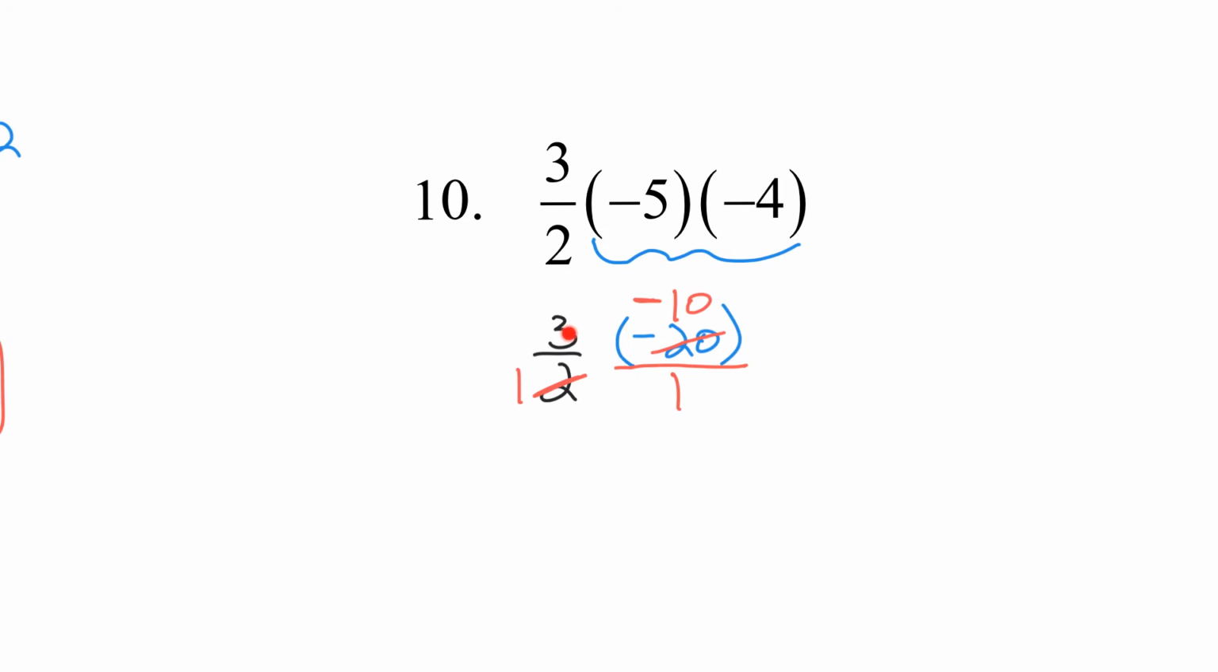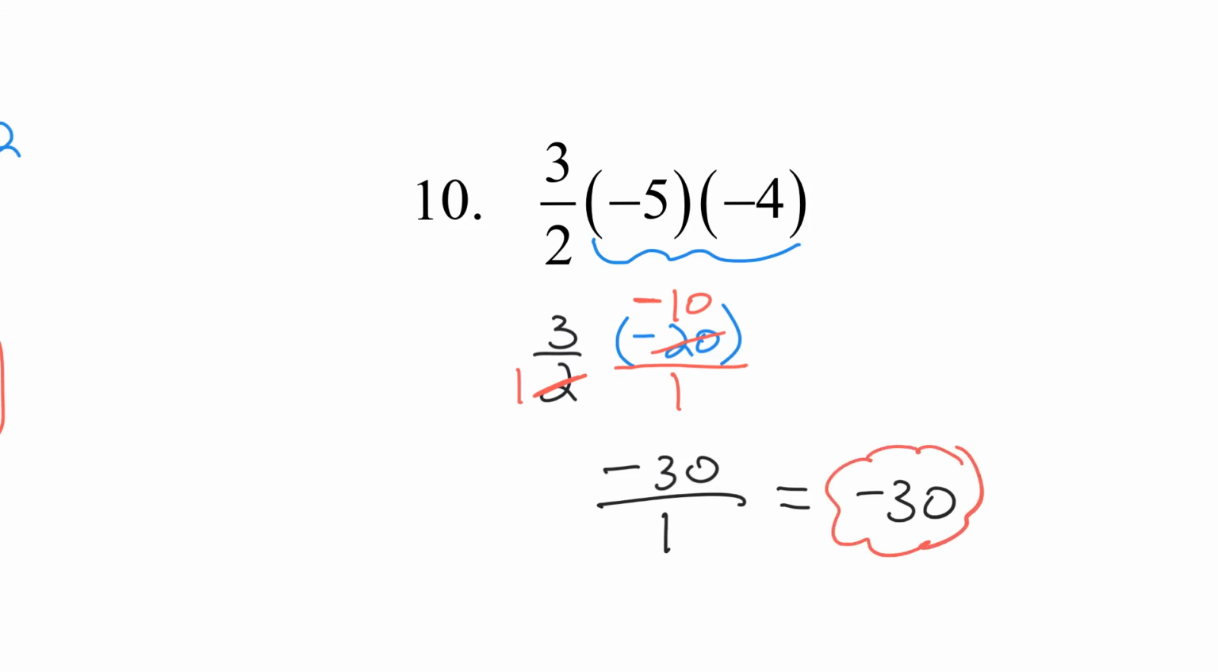Now you multiply the numerators right here. So we have 30. You multiply 3 positive times 10. And on the bottom, 1 times 1 is 1. You don't need that 1 on the bottom of the fraction. So just put 30 as your answer.